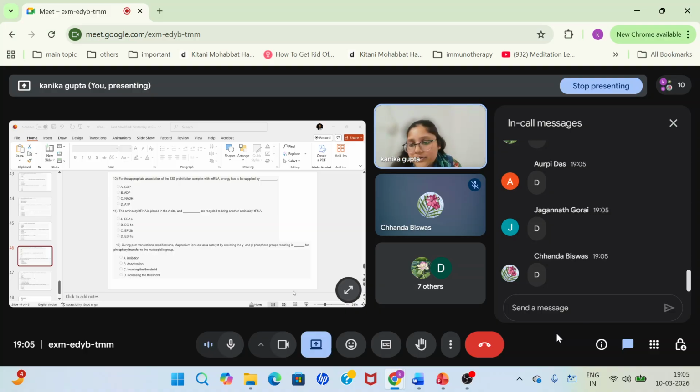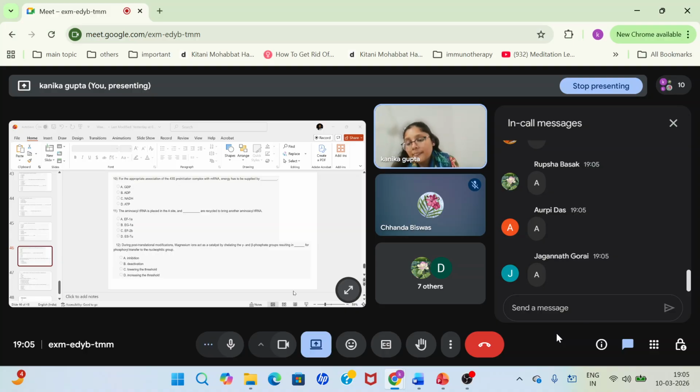It is ATP. Aminoacyl tRNA is placed in the A site and dash are recycled to bring another aminoacyl tRNA. What are those? Factors basically they are asking about. Yes, it is elongation factor 1A.